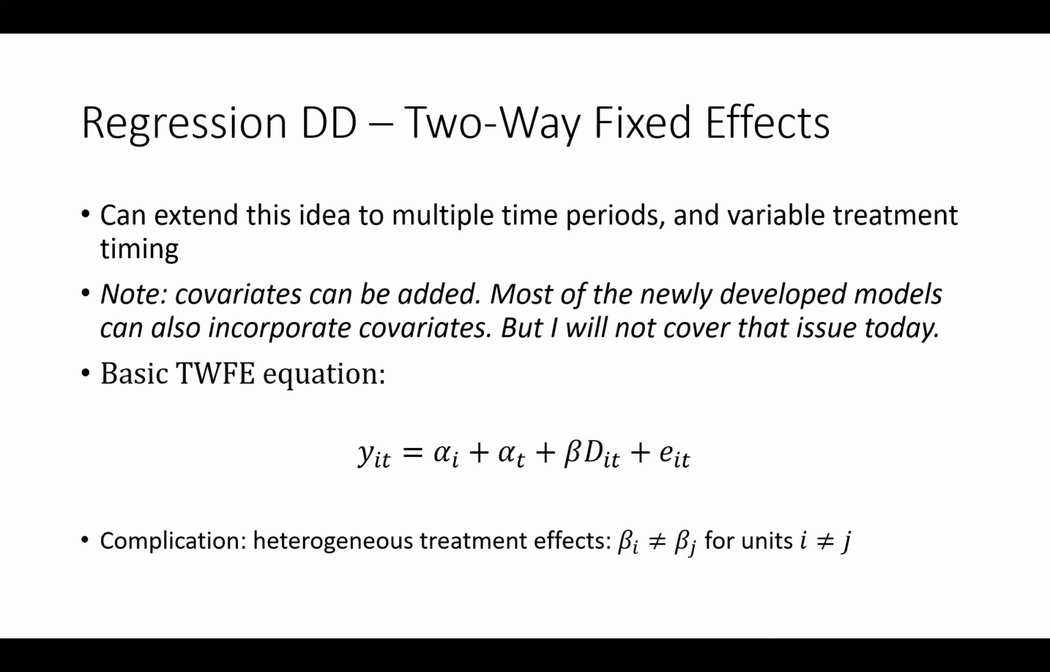Okay, so the major complication of this model arises when you have heterogeneous treatment effects. So each unit has a different effect. Unit i has a different effect than unit j for this treatment. So that's the first complication. The second complication is when those treatment effects vary over time as well within an individual. So I'll talk about both of those cases.